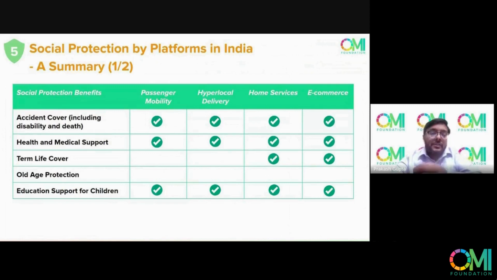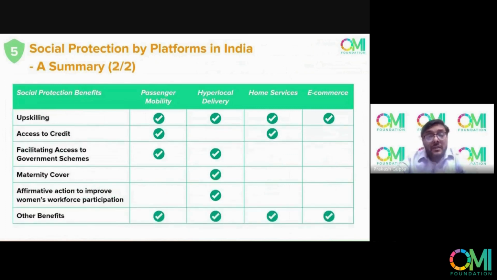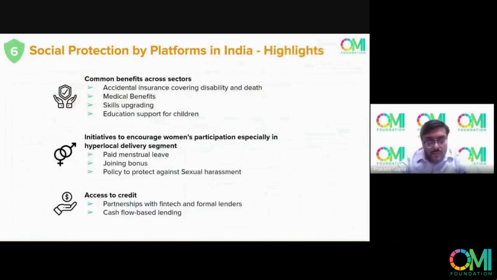And we see education support for children as an example of an unconventional social protection benefit that is being provided in the sector. Now, in addition, the table shows upskilling is a common measure, as is access to credit, and you can see maternity leaves and affirmative action for engaging more women workers in the sector, from hyperlocal delivery in particular. I'll come to these details further in the slide.